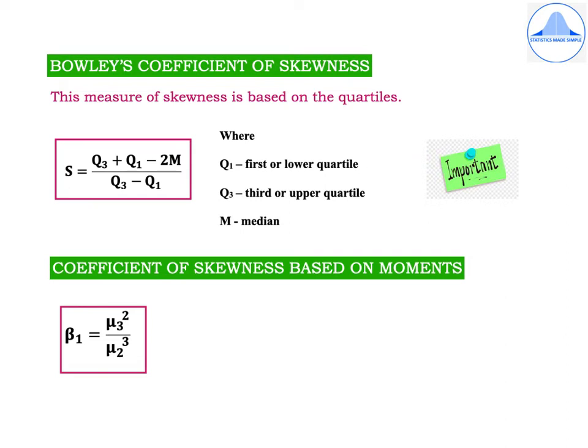The third measure of skewness is the coefficient of skewness based on moments and is given by beta 1 equal to mu 3 square divided by mu 2 cubed, where mu 2 and mu 3 are the second and third central moments.